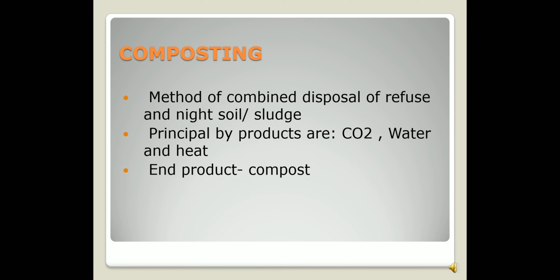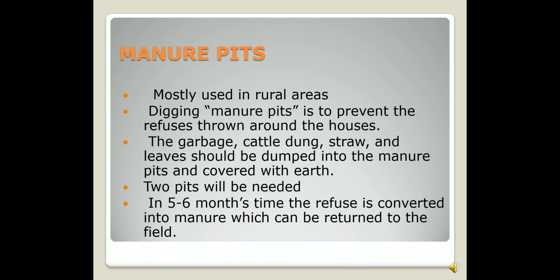Another method is composting. This method consists of obtaining compost from waste by combining solid waste with sludge or night soil. The principal byproducts are CO2, water, and heat. The next method is manure pits. It is mostly used in rural areas. It is used to prevent refuse from being thrown around the houses. In this method, the decomposable waste is dumped into a manure pit and is covered for 5 to 6 months. The product we get by this method is manure that is used in the fields again.